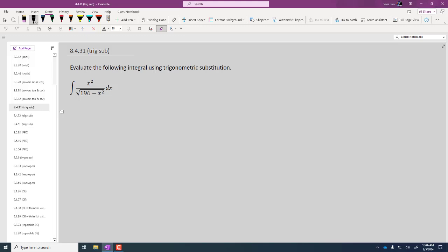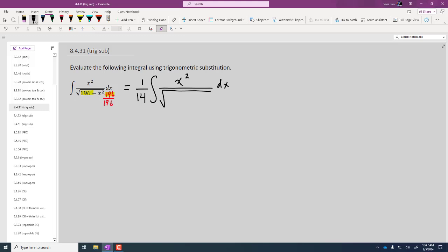In this case, we want to factor out that 196. That 196 is in the denominator, and it's inside of a square root, and we want to factor it out. So we're going to think about multiplying this x squared by 196 over 196, and then factoring that 196 out right there. And what's the square root of 196? 14. So that 14 is coming out to the front in the denominator.